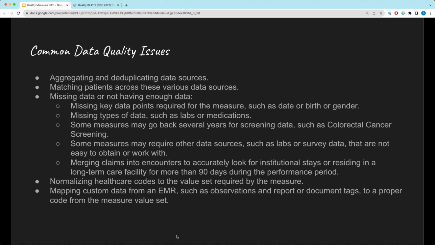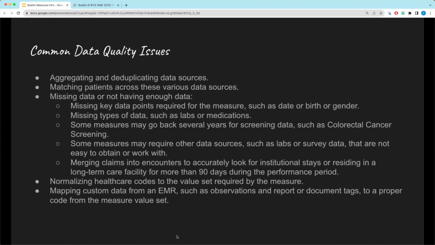Some measures may go back several years for screening data, such as colorectal cancer screening, where you can look for evidence up to 10 years back for a screening, and you just may not have access to that much data. Some measures may require other data sources, such as labs or survey data, that's maybe not easy to obtain or to work with. And then lastly, like we talked about for those long-term stays, merging claims into encounters to accurately look for an institutional stay.